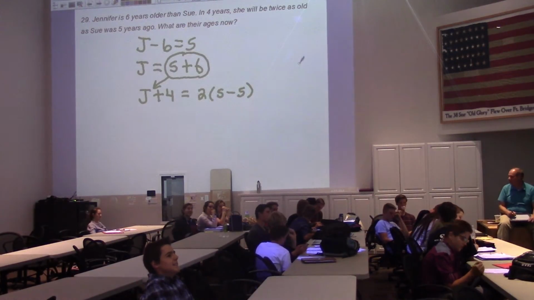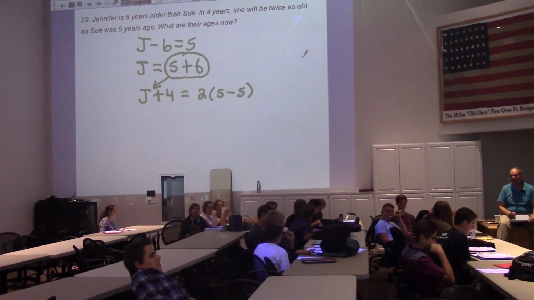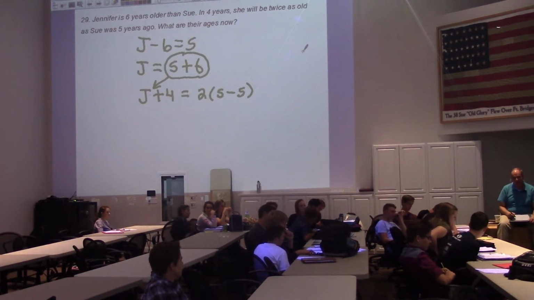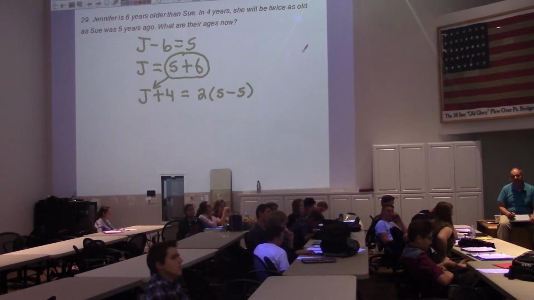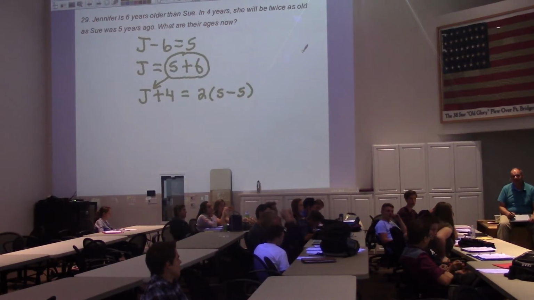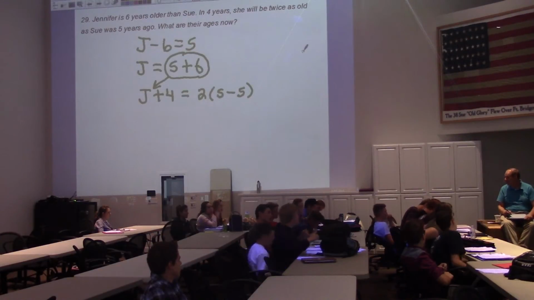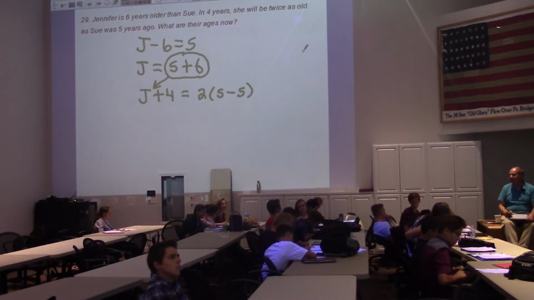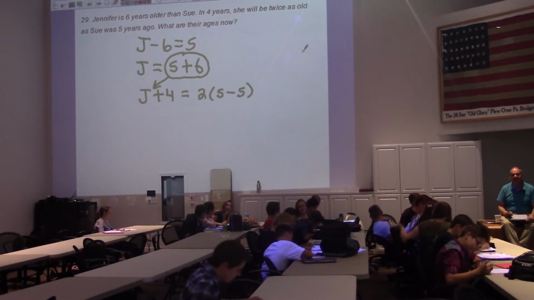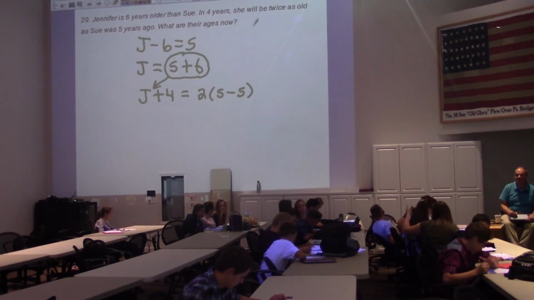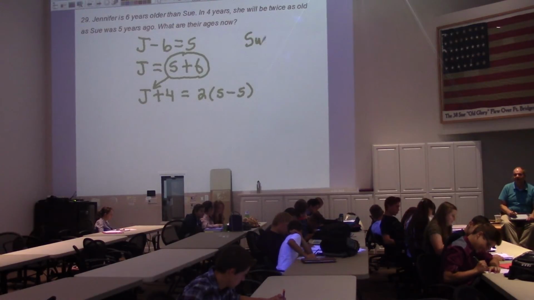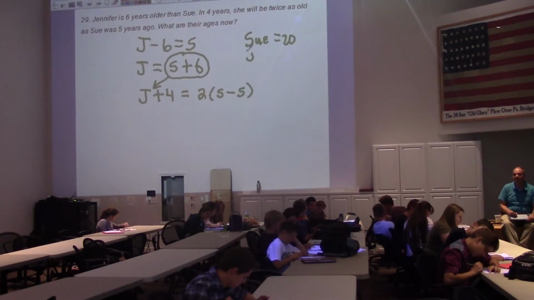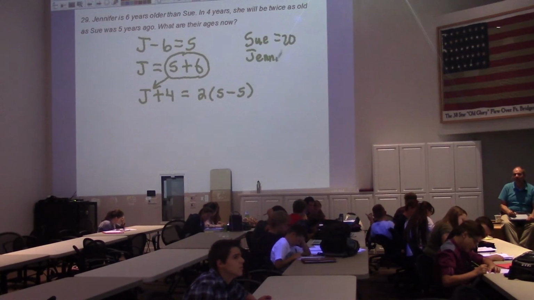Does anybody have the answer for us? Emma, what'd you get for number 29? I got 20 for S and 26 for J. Y'all agree with that? Good job. If you missed it, keep trying. So Sue's 20 and Jennifer's 26. Nice. Good job, guys. Okay, turn the page. Let's keep going. We're not quite done yet.